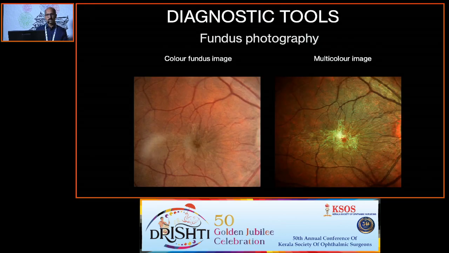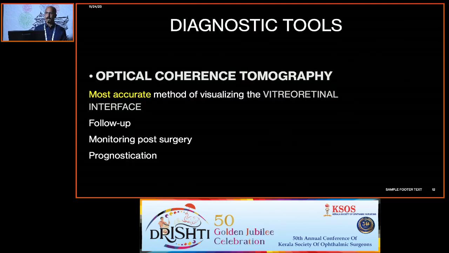Multicolor imaging has come up in a big way in diagnosing vitreoretinal interface abnormalities, especially epiretinal membranes. In the presence of cataract, this will give you excellent images so that we can now know the margins of the membranes and what is happening beneath the retina. What is the status of the RPE in the presence of an epiretinal membrane. So multicolor imaging is yet another good tool in assessing vitreoretinal interface abnormalities. By far, the most accurate method of diagnosing this condition is by doing an OCT, and it helps in following up, monitoring post-surgery and prognostication of these diseases.